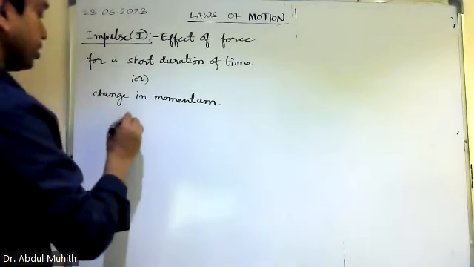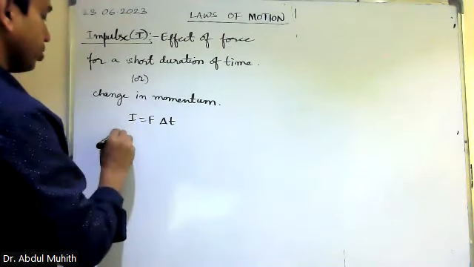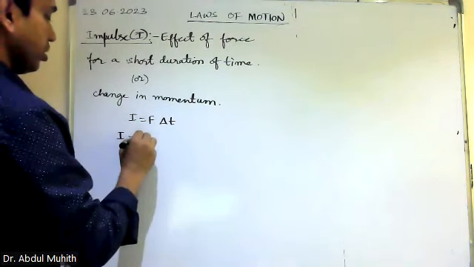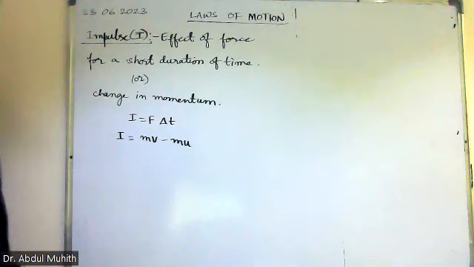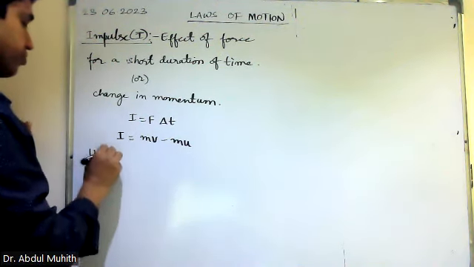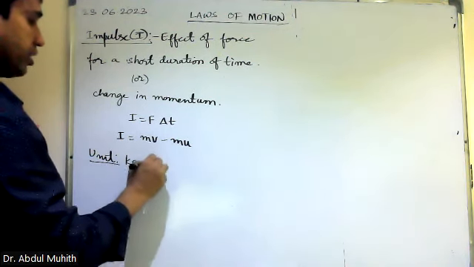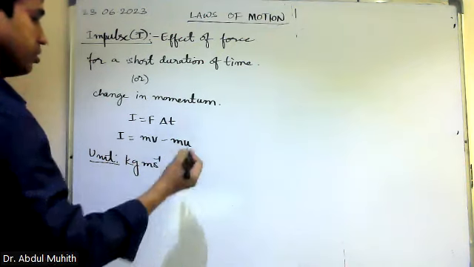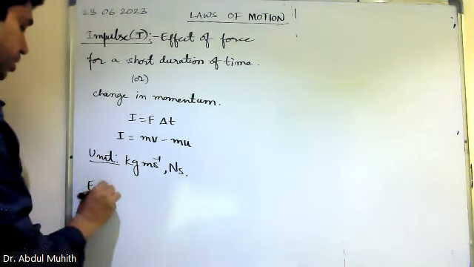So we have two formulas here. I is equal to F into delta T. Or we can also write I is equal to mv minus mu. So what is the unit? Unit is kg meter per second or Newton second. So there are examples. Let us discuss a few examples.